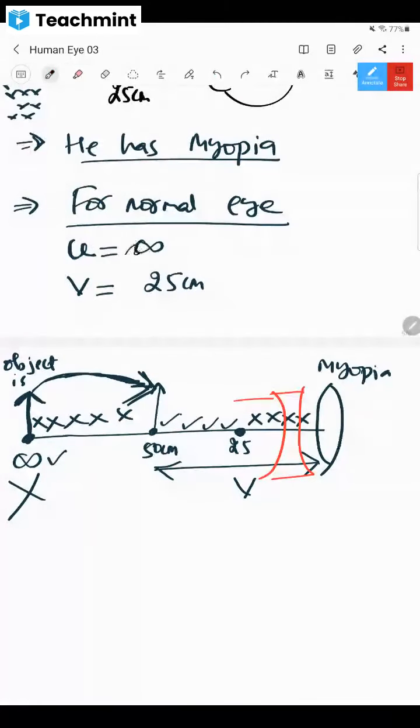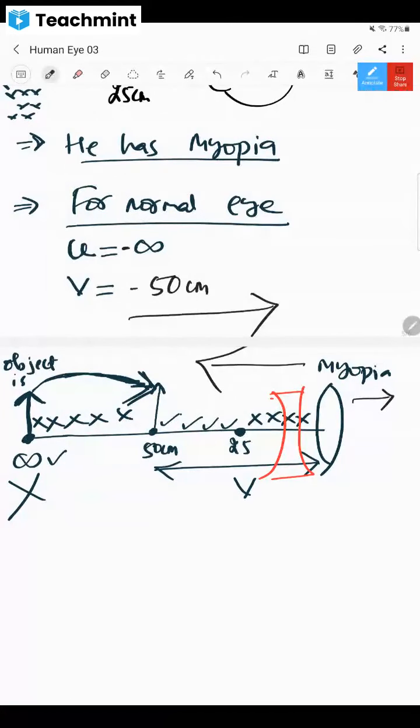Now, is the object distance plus or minus? Is the image distance plus or minus? Look at this. This is the lens we have, and a ray of light is traveling in this direction, from left to right. We are measuring all the distances in this direction. So we have to take the object distance as minus infinity and the image distance as minus 50, not 25, it is 50 centimeter. In front, this side of the eye only, everything should be there, and nothing on that side. But we are taking the opposite direction, so everything has to be minus, right?